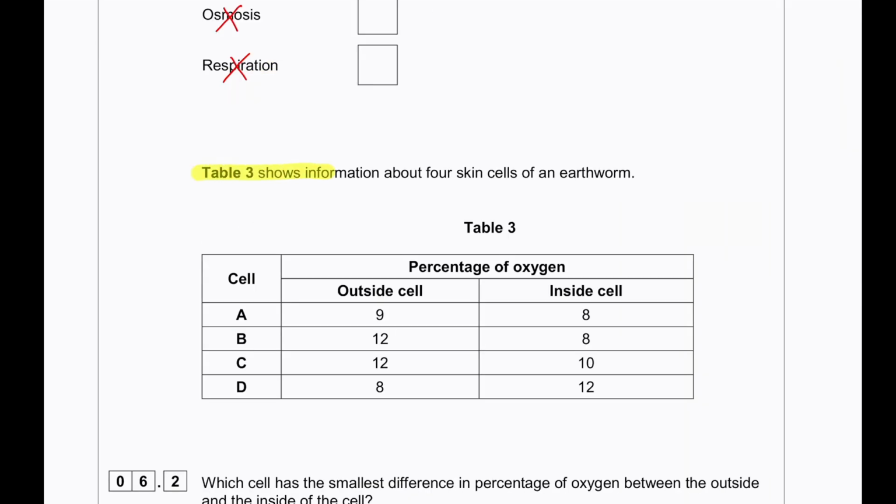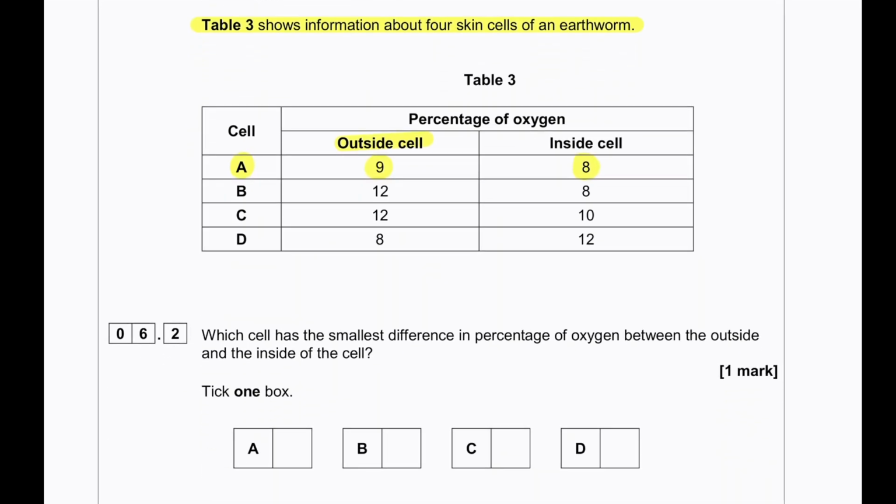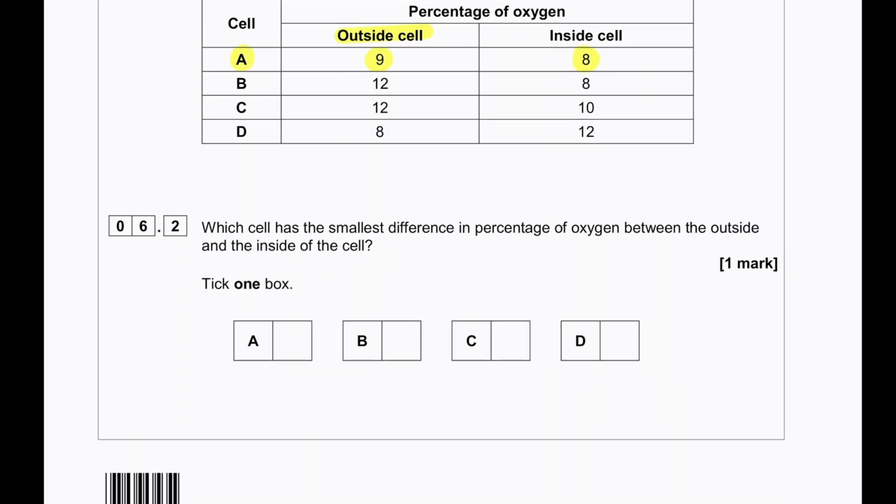Table 3 shows information about four skin cells of an earthworm. We can see cell A. Outside the cell, the percentage of oxygen is 9, inside the cell is 8, and in that way the information for A, B, C, D is given. Let's see the question. Which cell has the smallest difference in percentage of oxygen between the outside and the inside of the cell?